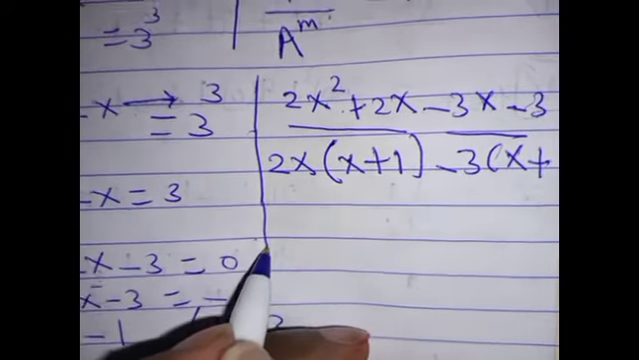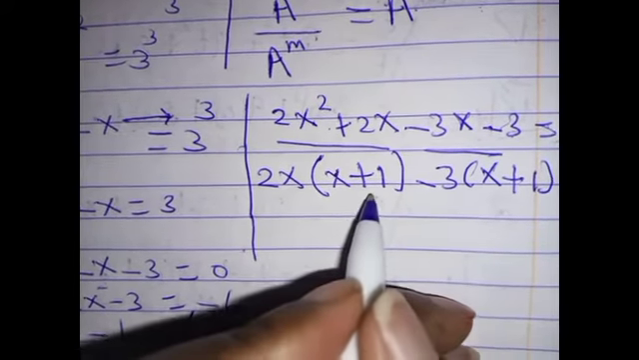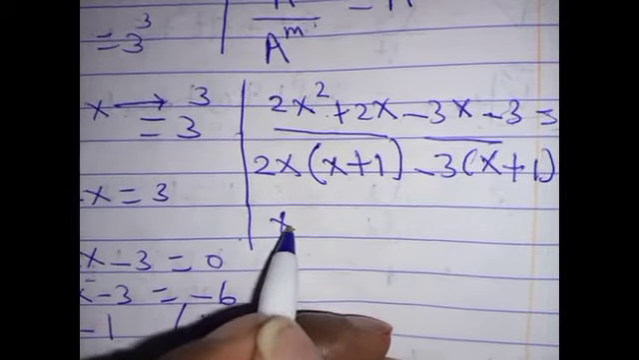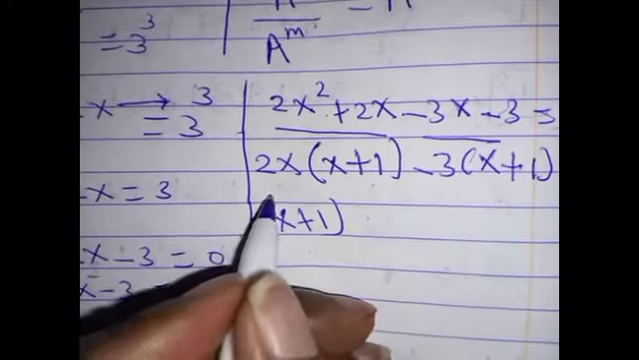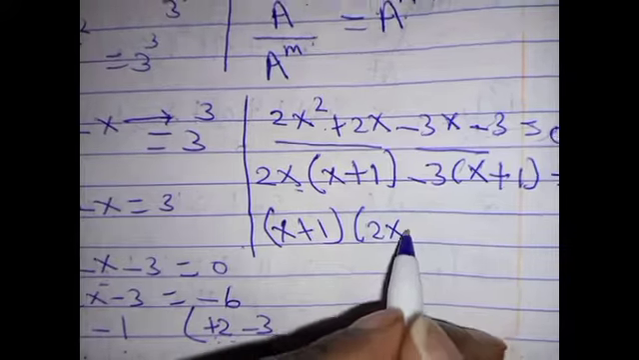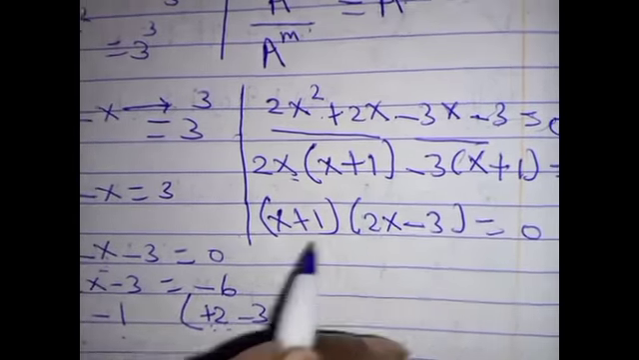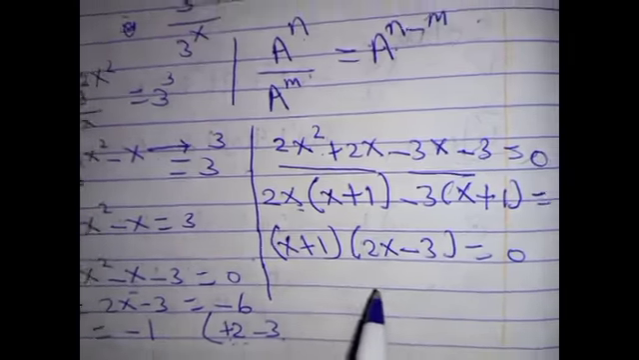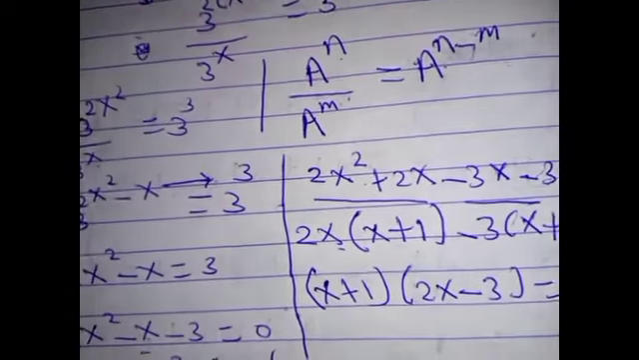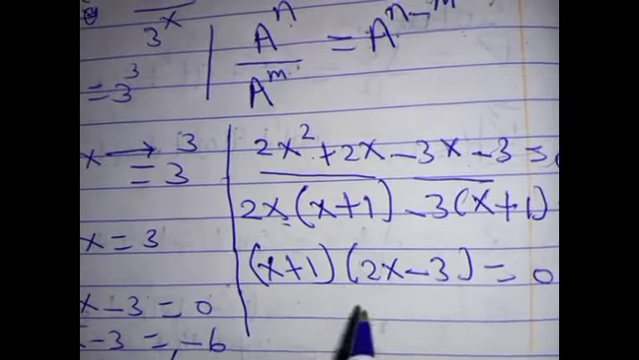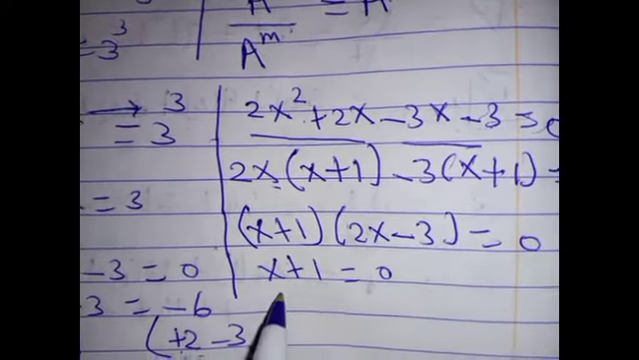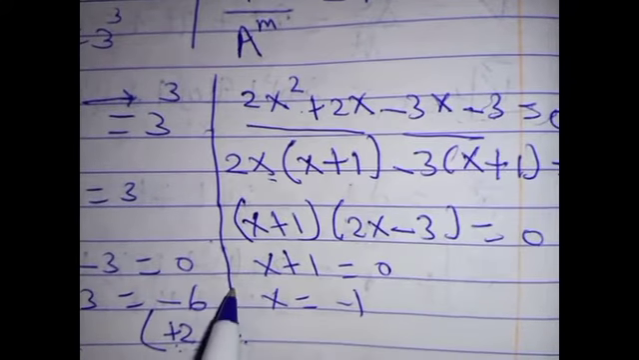Next, we are going to factorize x plus 1 out because it is common. So you have plus 1. It is x plus 1, which is common. Then we shall be left with the 2x here, minus 3, which is equal to 0. So this one presents us with two possibilities. Possibility number 1, x plus 1 is equal to 0, meaning that x is equal to -1.